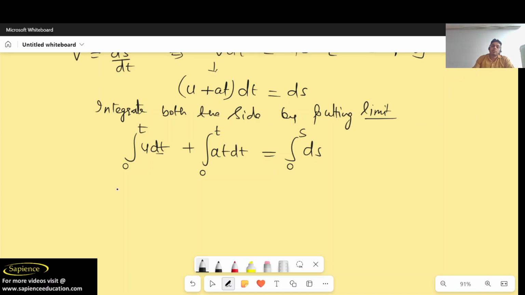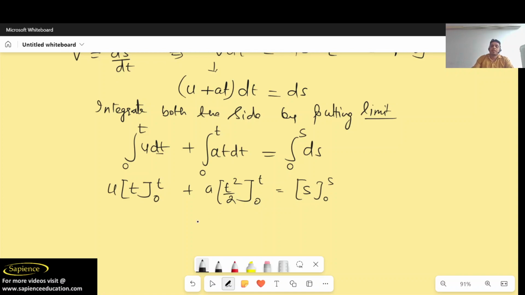Okay, so u is your constant initial velocity, and the integration of dt is t, with limit from 0 to t, plus acceleration is constant, so a t dt, and the integration of t dt is t square by 2, with limit from 0 to t. This is equal to s, and its integration limit is 0 to s.